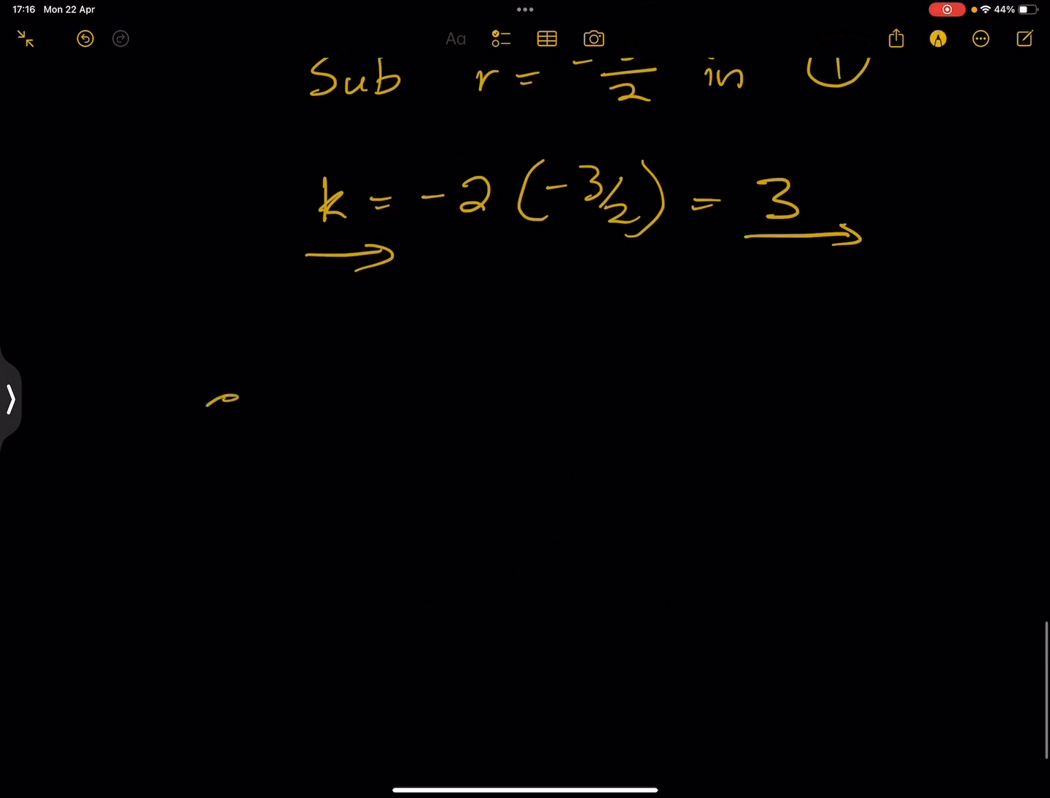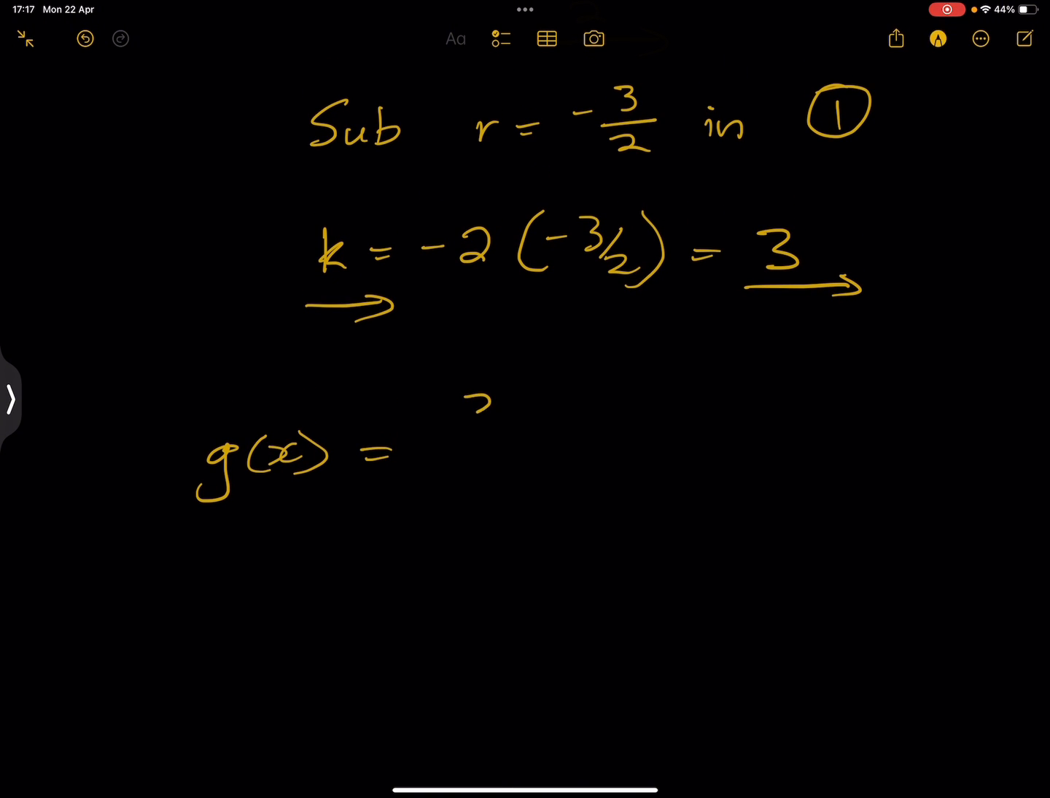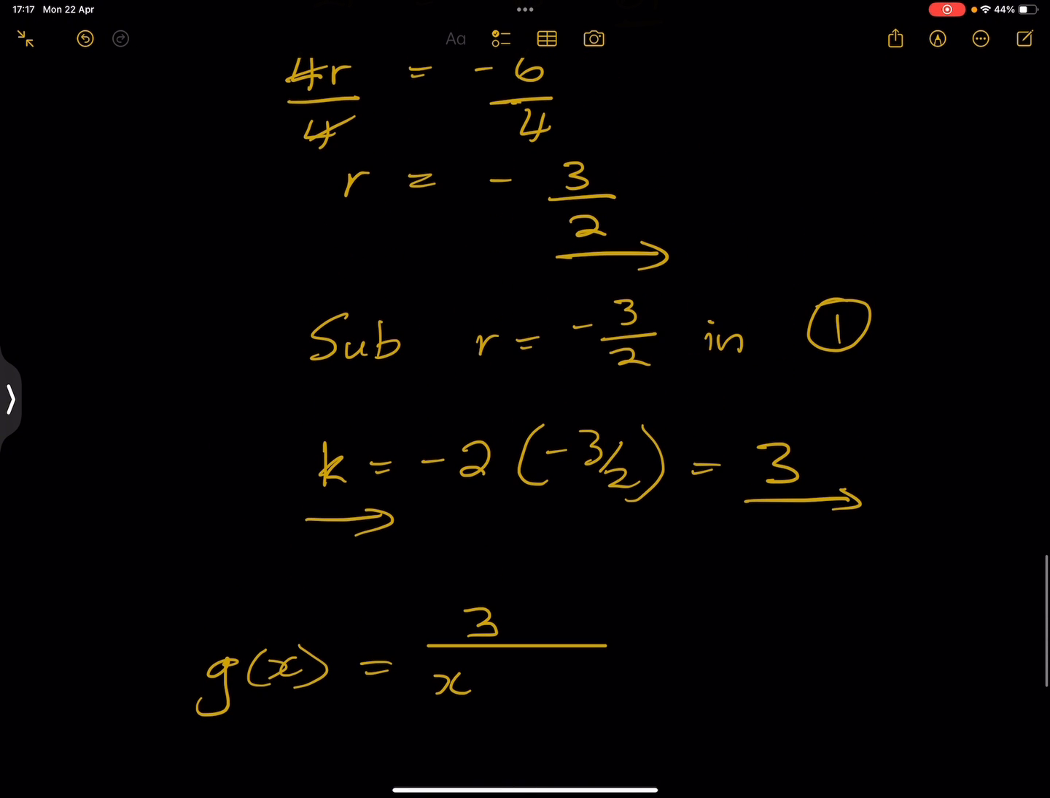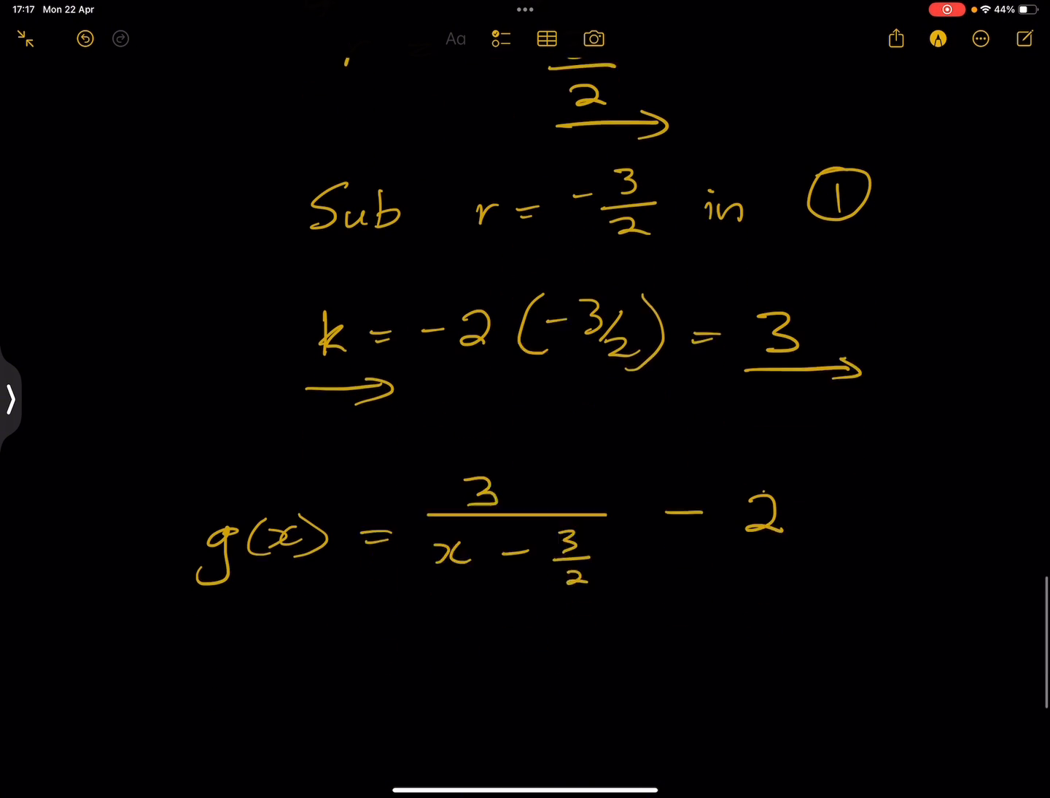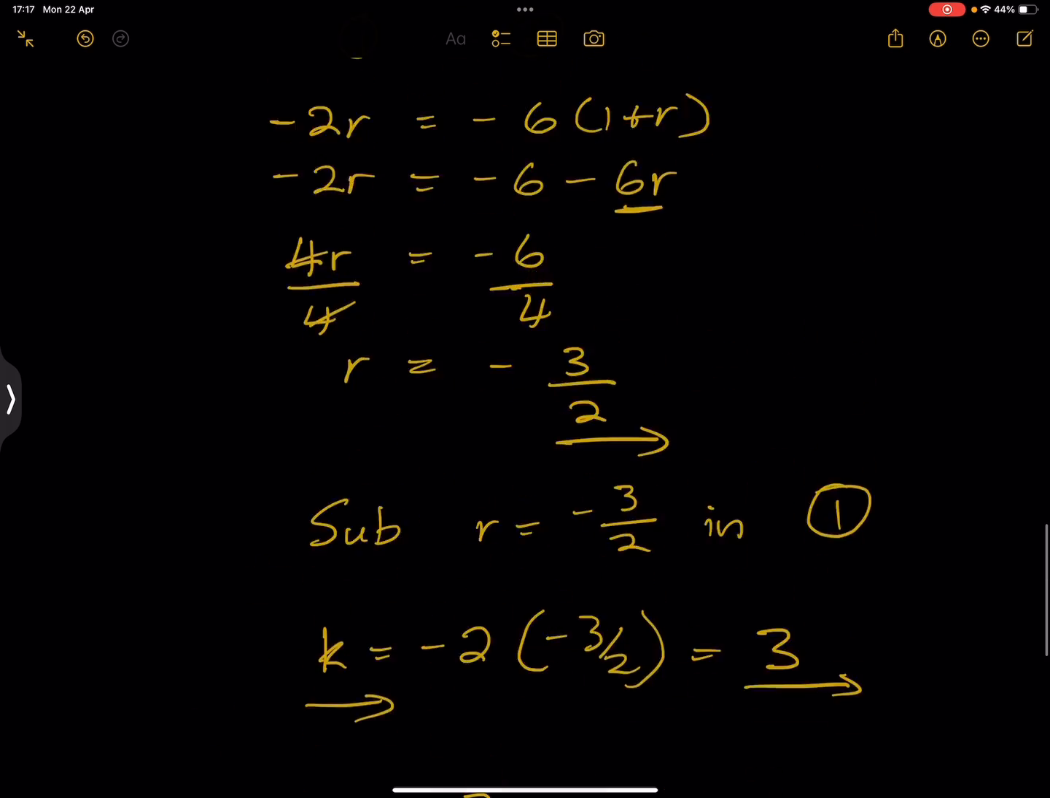So meaning if I were to write the equation of g of x, remember that was k, that's 3 over x minus, now remember our r value is minus 3 over 2. So that's minus 3 over 2. And in this case, our d value was minus 2. Okay, so that would be minus 2 over there. So that's our equation for g of x.